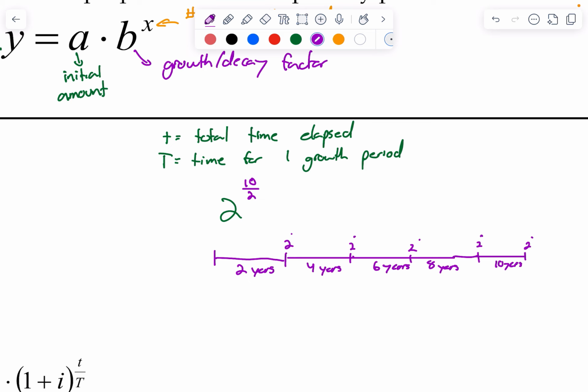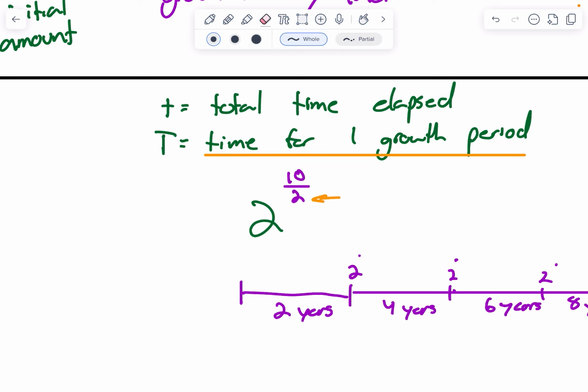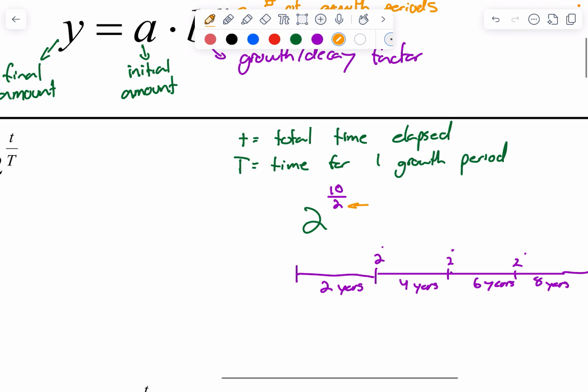That's because it takes 2 years for every doubling to occur. That's why this is the time it takes for one growth period. Okay, so yes, the experiment was running for 10 years, but that is not me saying, hey, you're going to double 10 times because it's running for 10 years. You have to account for the fact that you have this growth period, okay?